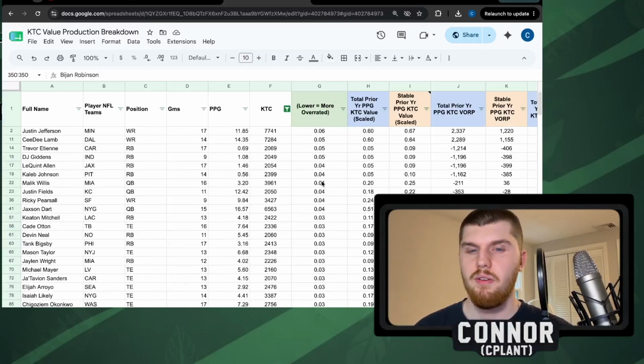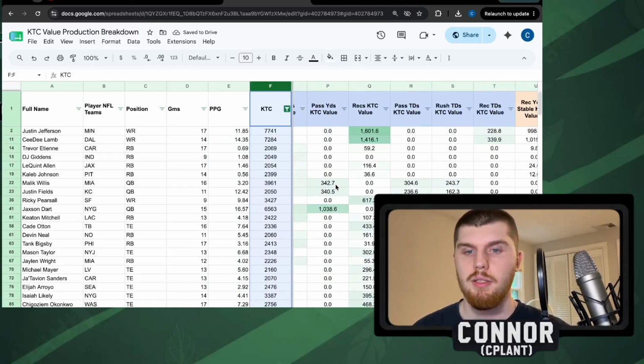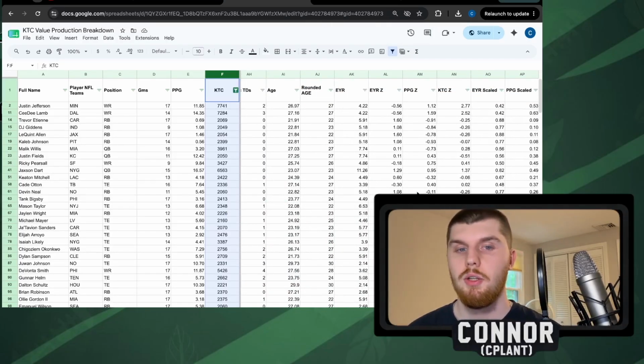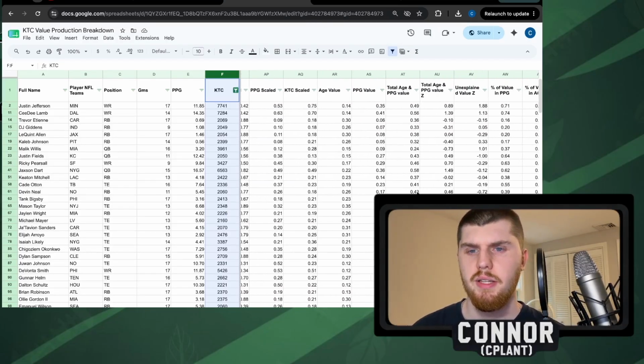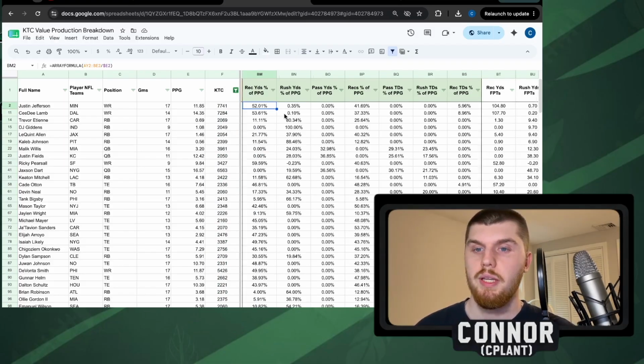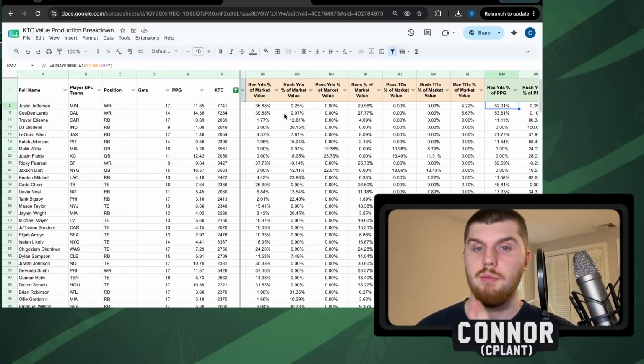So I'm going to spare you a lot of the calculation details and try to jump right into it. Essentially, knowing how much Dynasty value is points per game value, the percentage, I can take it a step further and ask: what is the percentage of their KTC market value that is tied to their receiving yards in the past season, their rush yards last season, their pass yards, et cetera, right?